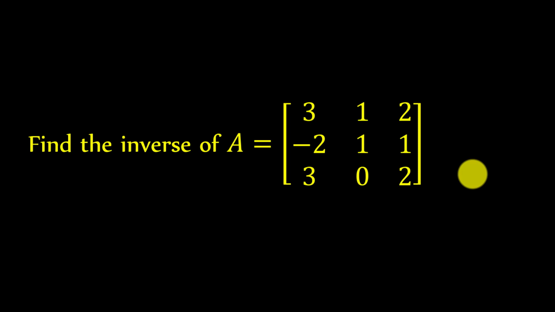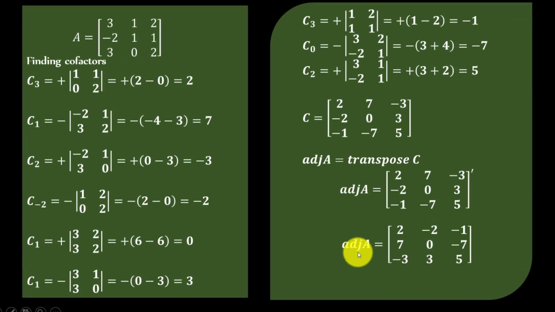Okay, so finally, the last one: adjoint of A is equal to the transpose of the cofactor matrix. You can see that the first row became the first column, the second row became the second column, and the third row became the third column. That is how to find the adjoint of a 3 into 3 matrix.